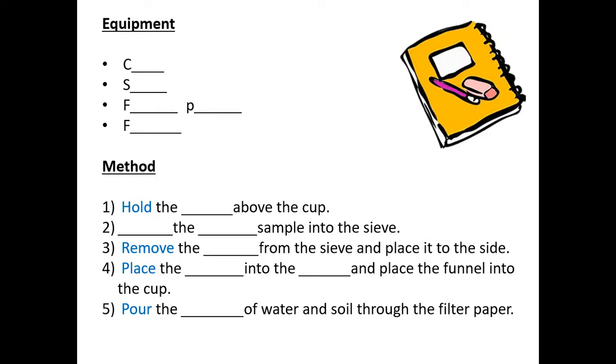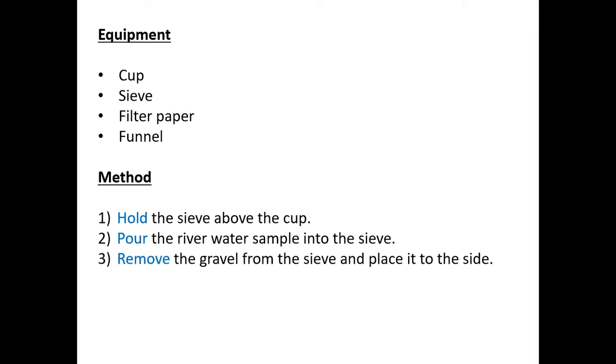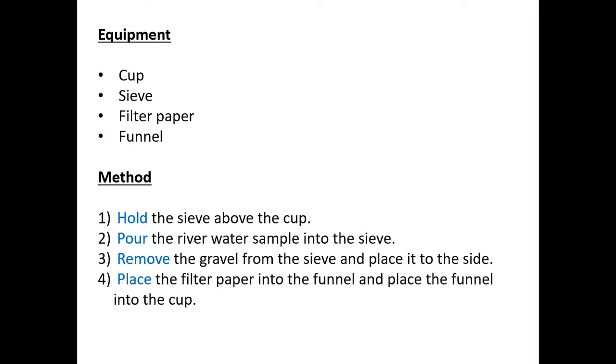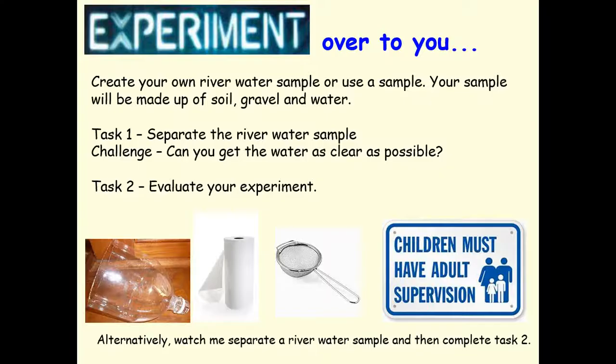Right, let's go through our method. So you needed a cup, a sieve, filter paper and a funnel. The method was: hold the sieve above the cup, pour the river water sample into the sieve, remove the gravel from the sieve and place it to the side. Place the filter paper into the funnel and place the funnel into the cup. Pour the mixture of water and soil through the filter paper. That's our method. That's how we're going to separate it.